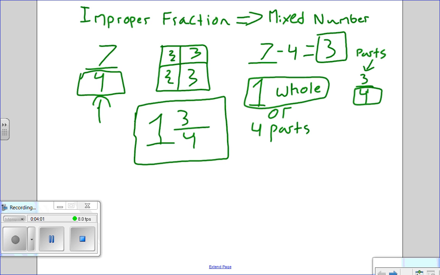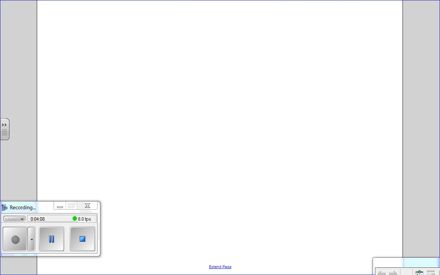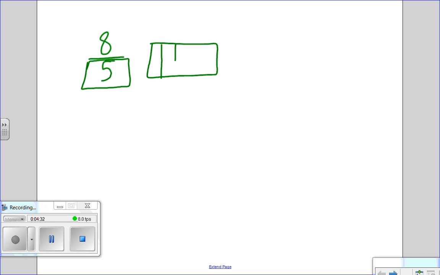All right. So let's try just another example here, since that can get a little confusing. Let's say we have 8/5. Okay, 8/5. So in this problem, my denominator is going to be 5, right? So that's how many parts I'm going to have in a whole. So let me draw a little rectangle here. 1, 2, 3, 4, 5.